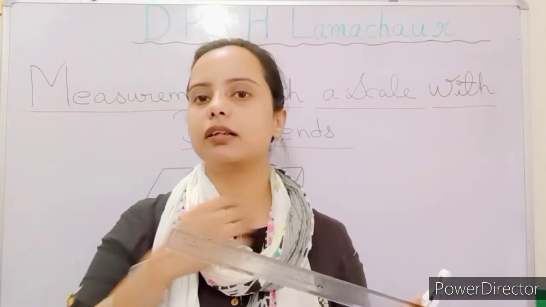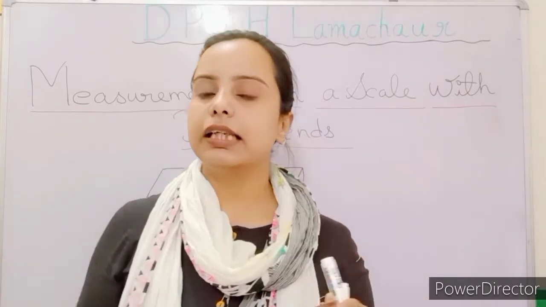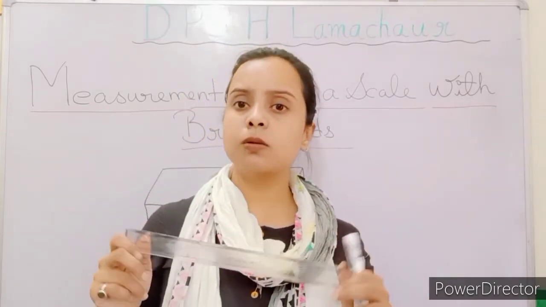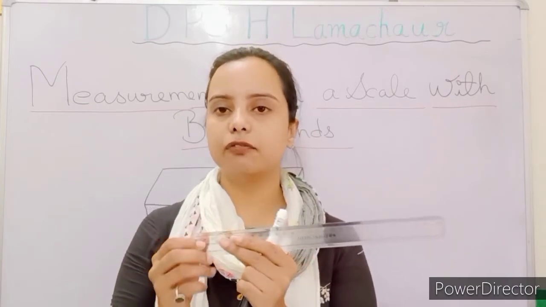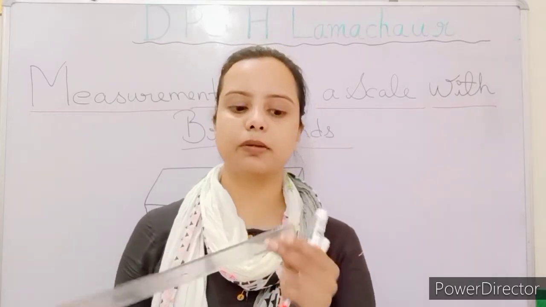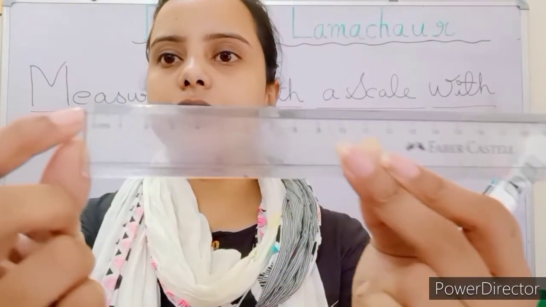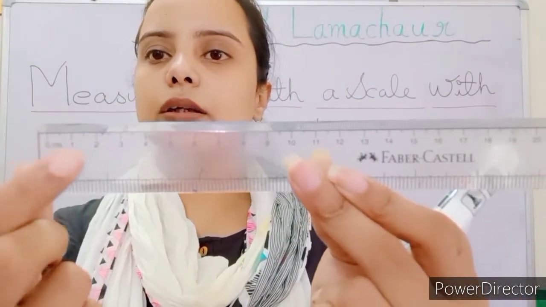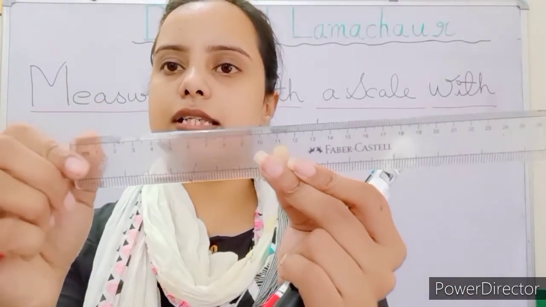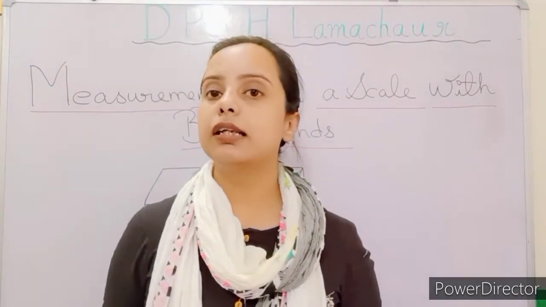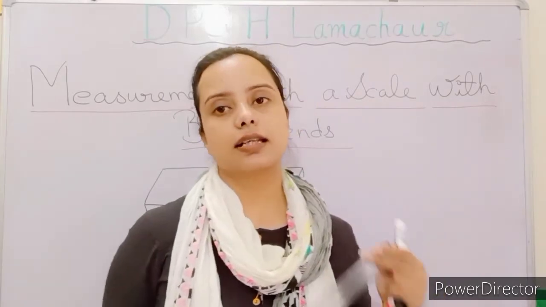Because sometimes, for example in maths, generally you need a scale to measure the length in the geometry part. So sometimes what happens is your scale gets broken from either end, from this end or from this end. For example, your scale is broken from the starting point, that is, you can see this is the 0 point here, and then 1, 2 and 3 and so on it is going. For example, your scale is broken from this end here. So how will you measure the length of an object with this broken end scale?